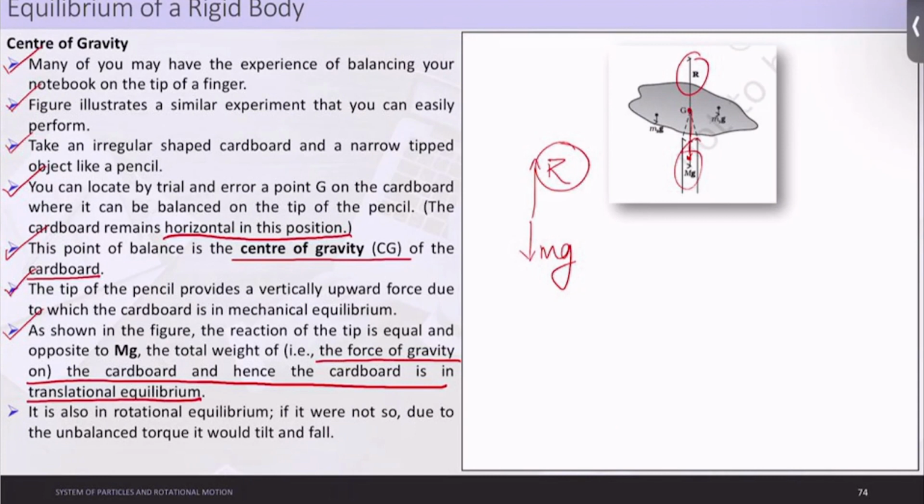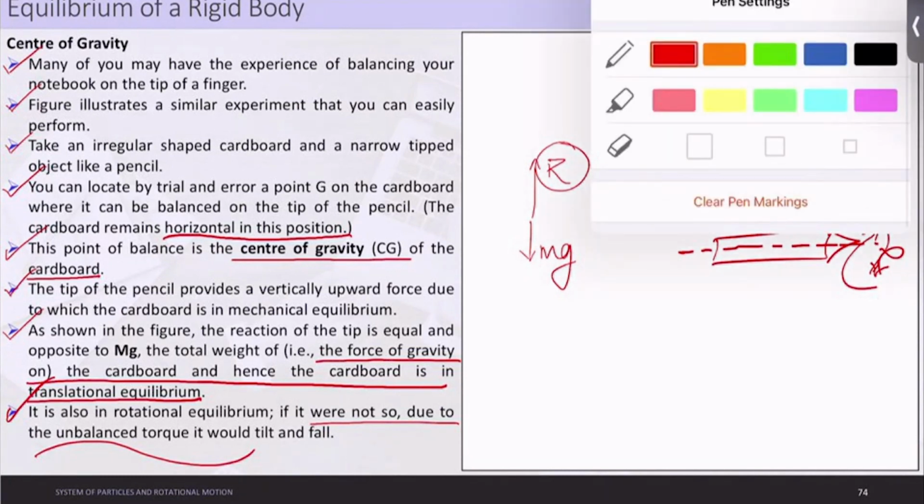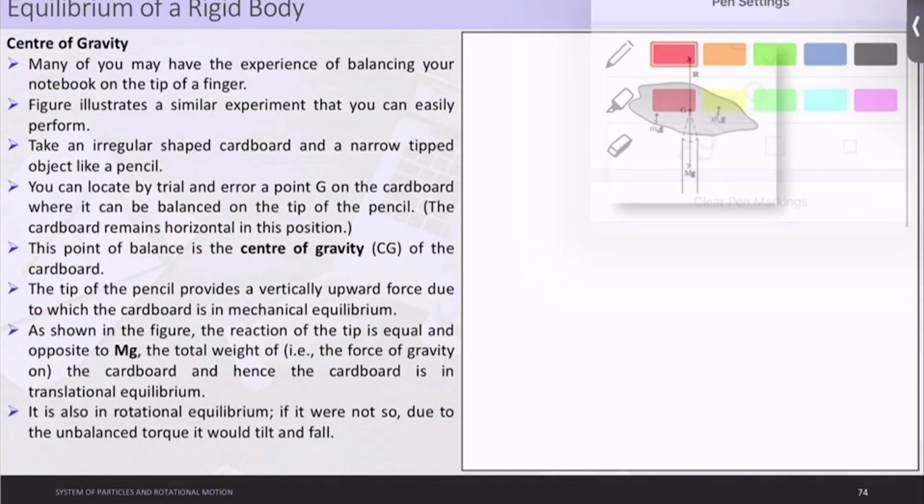Okay. It is also in rotational equilibrium, because if it were not so, due to the unbalanced torque, it would tilt and fall. So I hope you understood this using this cardboard example and also that pencil example. So it is basically intact like this, and it is not even swinging, not even tilting. Fine. So that is a basic understanding of your center of gravity.